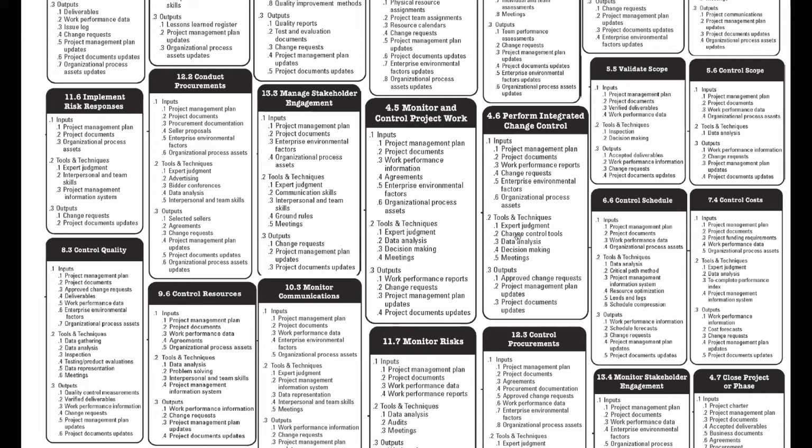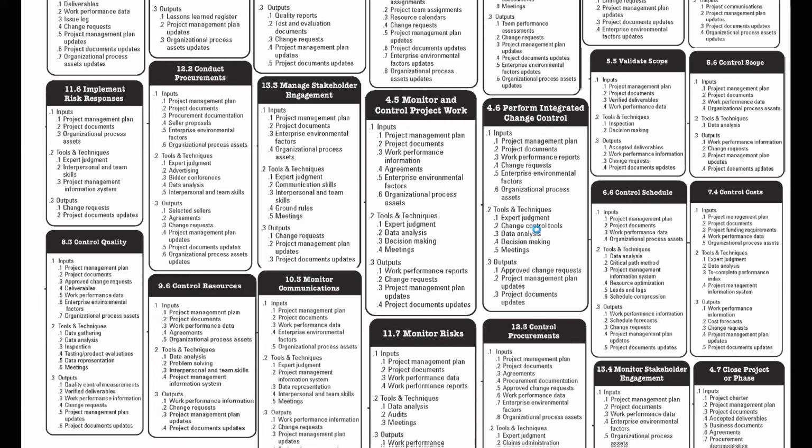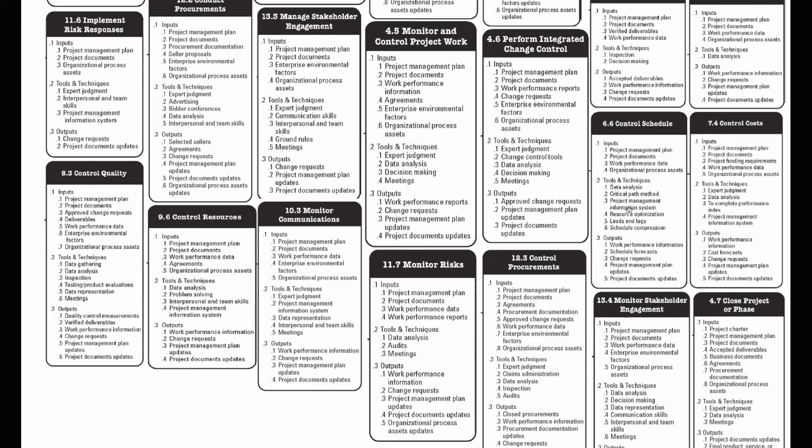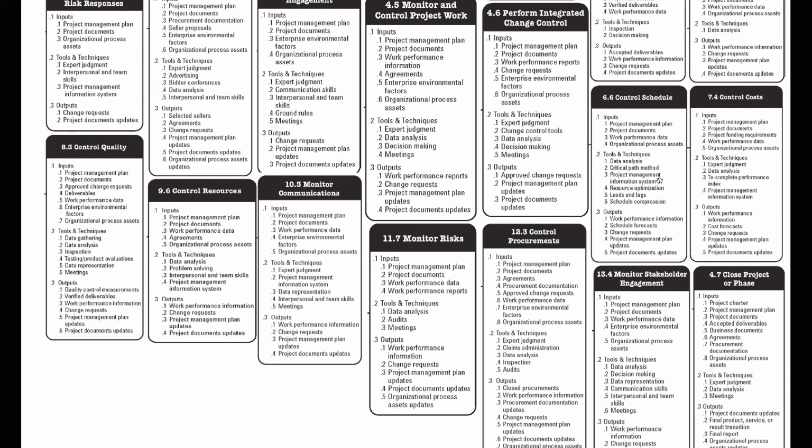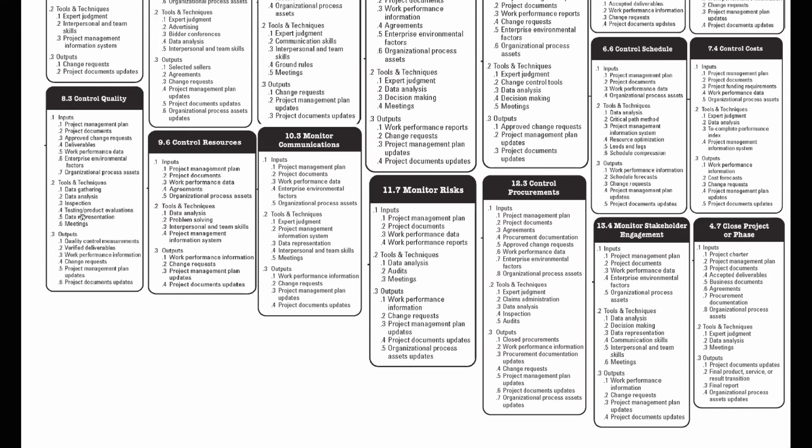For change control, you need to learn about change control tools, in which scenarios change will happen. Then control schedule, we have critical path method, resource optimization, leads and lags. Control cost, we will have TCPI, unique for that process. When it comes to control quality, test product evaluations, so you can know where you are standing, and inspections most importantly. Control resources, the unique one is what? Problem solving. Monitor communications, we have data representation and unique inputs and outputs with the same tools and techniques.